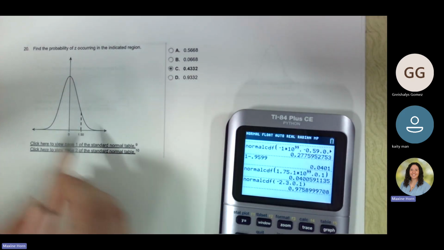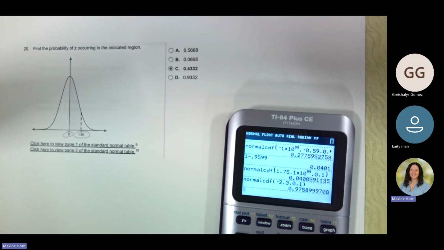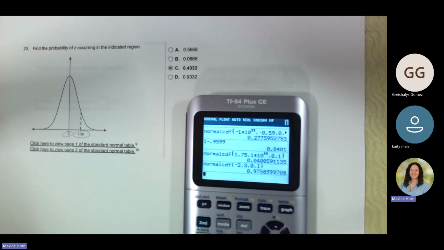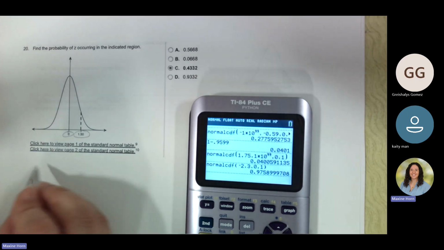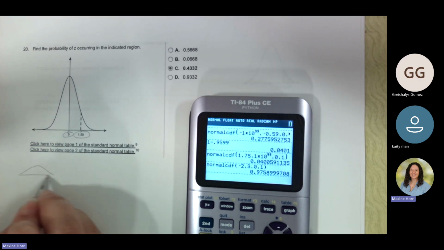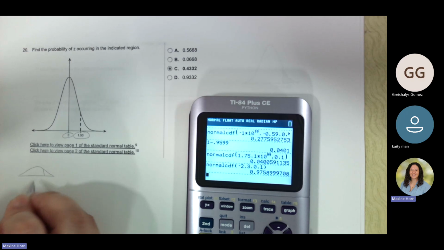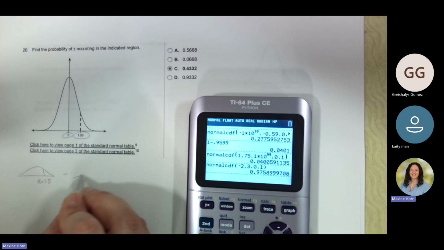Same thing here, right? 0 to 1.5. Again, if you want to do this in the chart, you would do like looking it up on the chart. Just want to show you something real quick here.